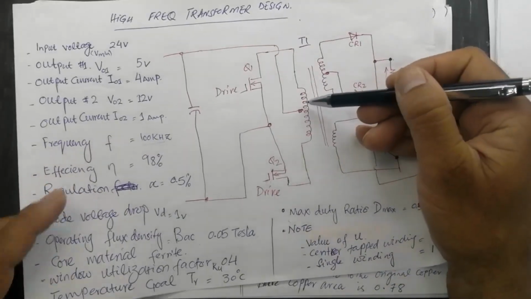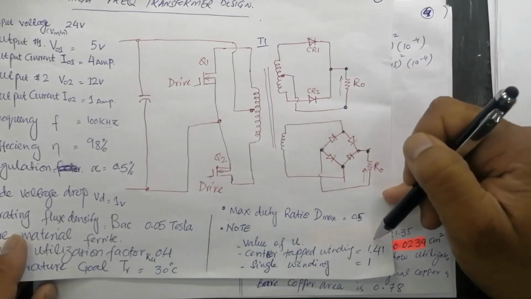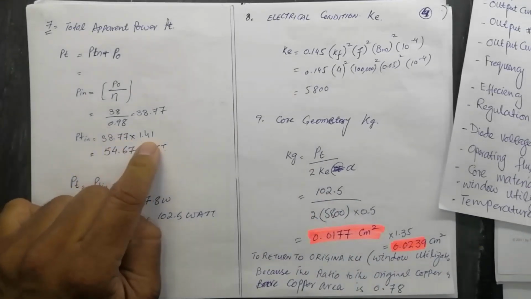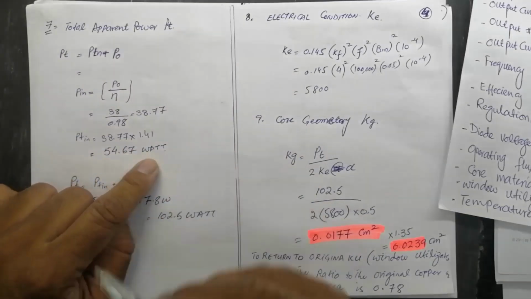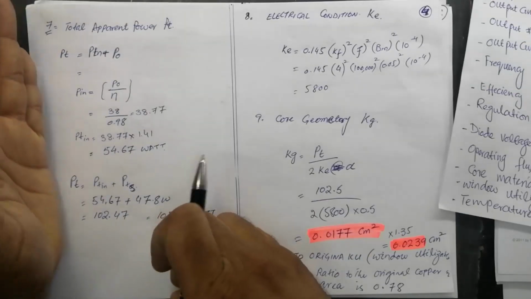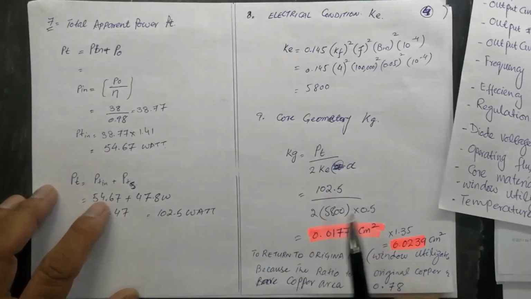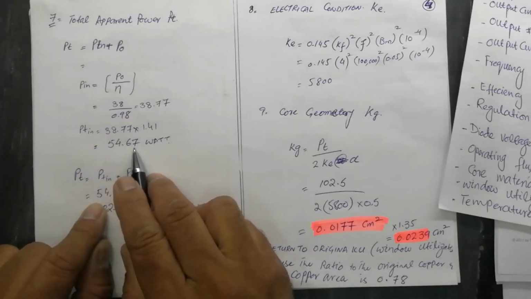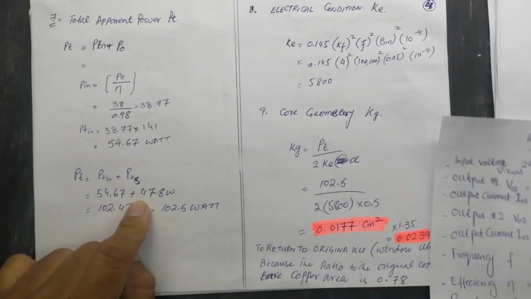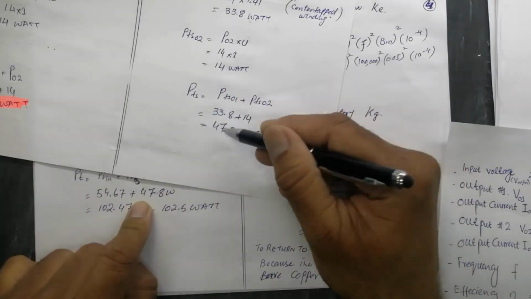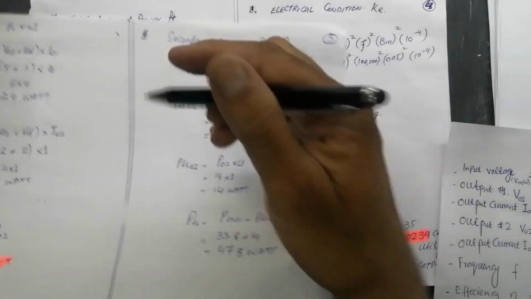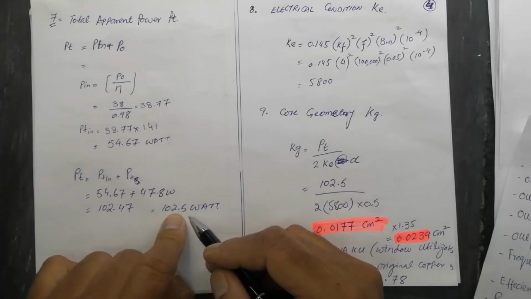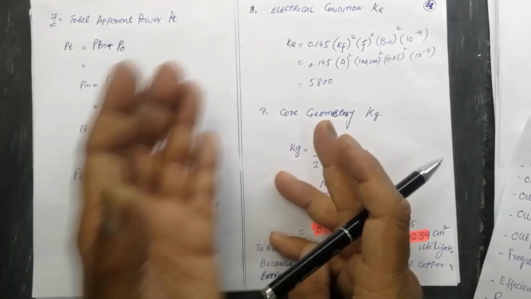To calculate apparent power, we have to multiply with the factor u, that is 1.41. So we will multiply 38.77 with 1.41, that is 54.67 watts. The total apparent power in the input side and output side will be PT in plus PTS, apparent power in primary plus apparent power in secondary. Primary is 54.67 watts and PTS is 47.8 watt, which we calculated in step number 6. So the total apparent power will be 102.5 watts.